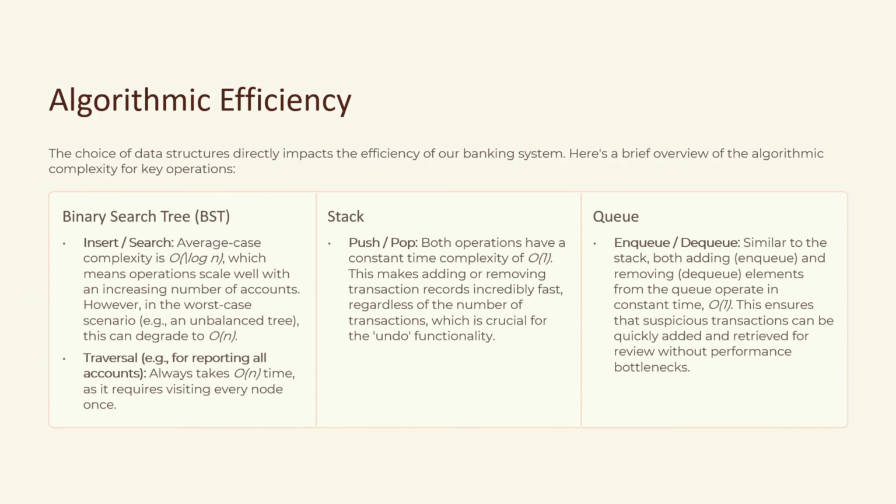Moving on, here we summarize the time complexity of our main operations. BST operations like search and insert are O(log n) on average, though can become O(n) in the worst case. Stack operations such as push and pop are O(1), which makes undo very fast. Queue operations, enqueue and dequeue, are also O(1). This ensures our whole system remains efficient even as data grows.